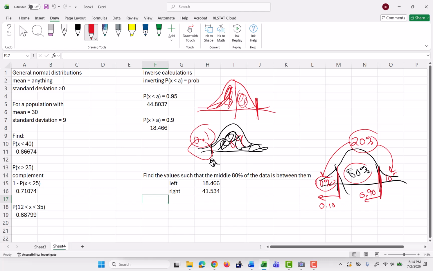But note that those are the same distance from the mean. Remember, the mean of this is 30. So the center here is 30. Well, 18.47, if we round to 2 decimal places, is 11.53 smaller than that. Up here, this end is 41.53. That is 11.53 larger than the mean of 30. So the two values we get are still going to be equidistant on either side of the mean. They're just not going to be one value positive and one value negative anymore.